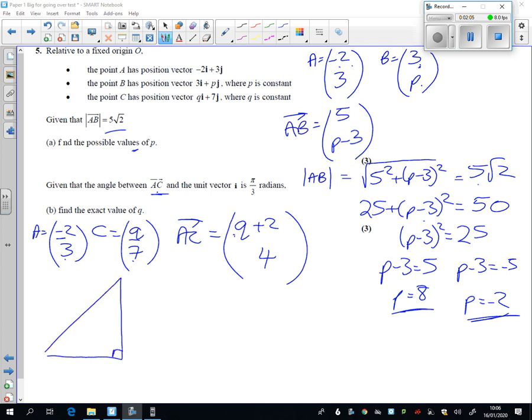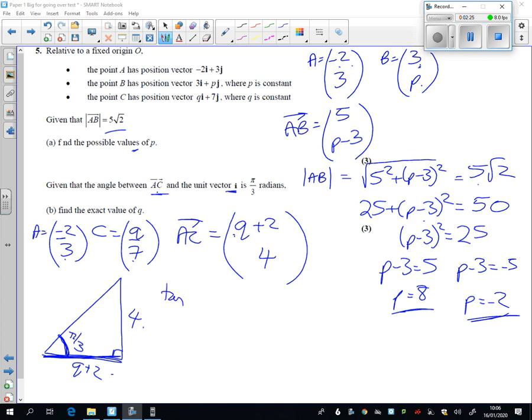I know it's going along q plus 2 and up 4, and I know that this angle here is pi over 3. Why do I know it's that angle there? Well, because it's with the vector i, and i is one step to the right here, so we're looking like that. So look, I've got an opposite and adjacent there.